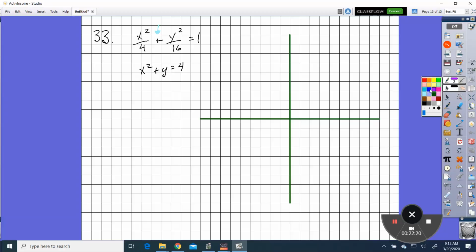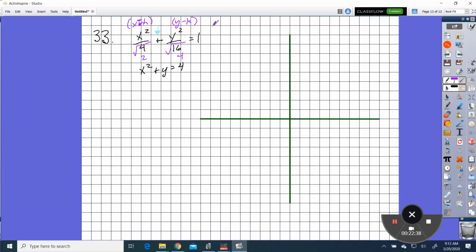So the square root of 4 is 2. The square root of 16 is 4. The center is at 0, 0 because there's nothing here. Normally you would have some number in here, some number h, some number k. Whoops, that should be a minus. And it's always backwards of the signs for the center.